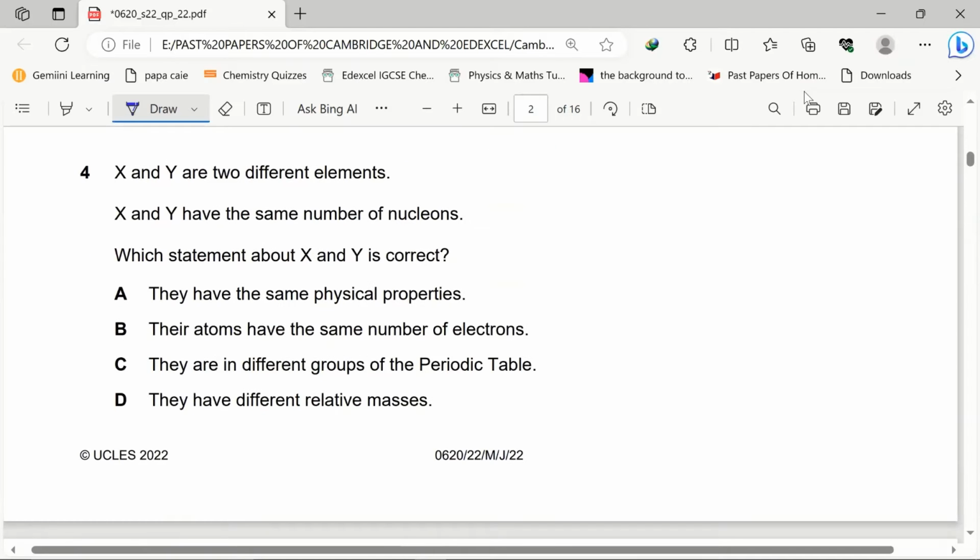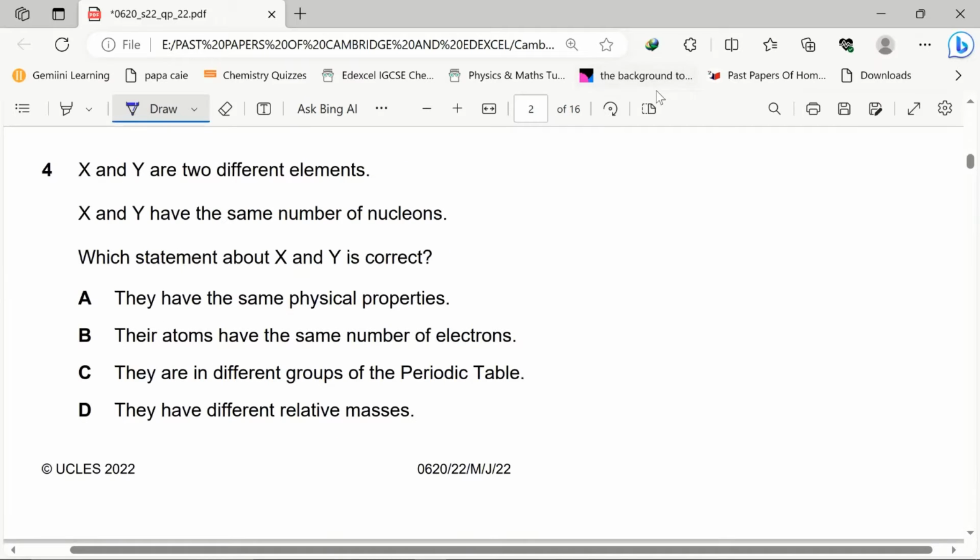Number 4. X and Y are 2 different elements. X and Y have the same number of nucleons. Nucleon number means mass number, the same thing. Which statement about X and Y is correct? They are different elements. They have the same physical properties. We don't know, basically. X and Y have the same number of nucleons. Nucleon number is the proton number plus the neutron number together, and they are the same.